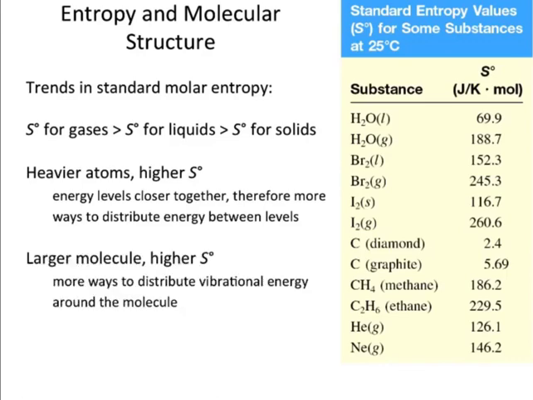Also, if your molecule is larger, the entropy is greater because there's just more ways to distribute energy such as vibrational energy throughout the molecule, because there's more bonds, more ways to wiggle, and things like that. And so if you compare methane and ethane down here, right, ethane is the bigger molecule and it has a higher entropy. All right, so definitely know this so that you can predict these kinds of things. It's good to know.